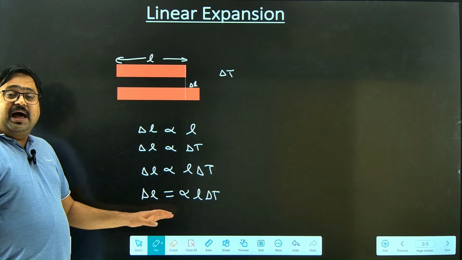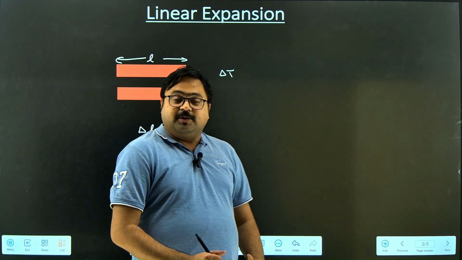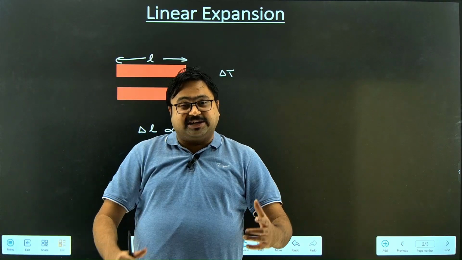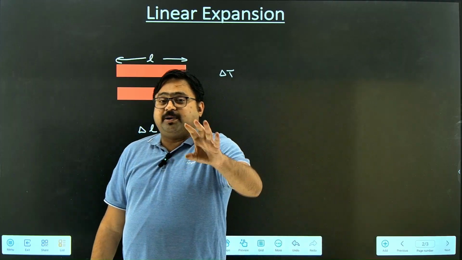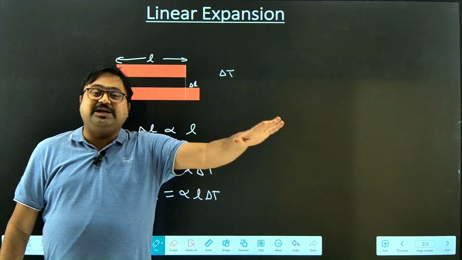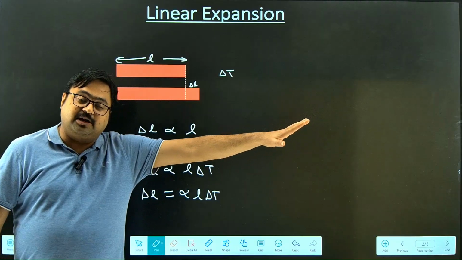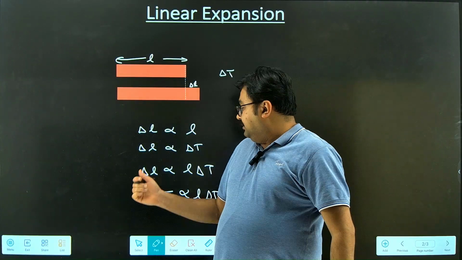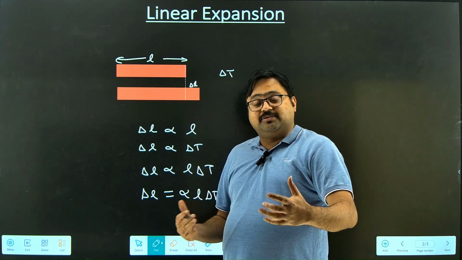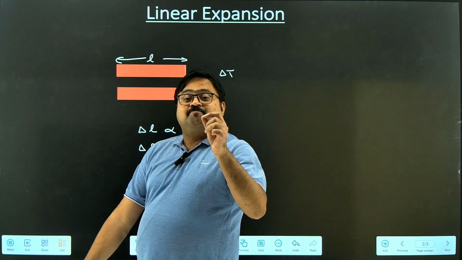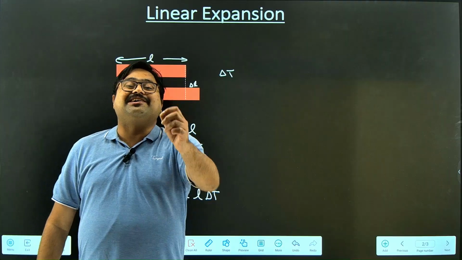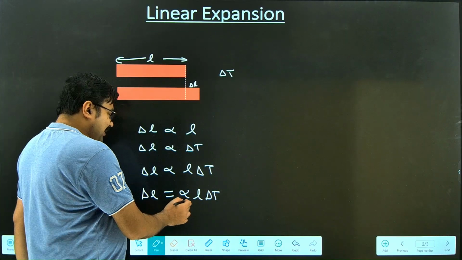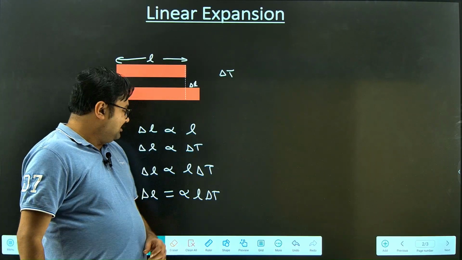What is alpha? Alpha is a constant that we have put out there, and it's a constant for a material. For copper, there is an alpha. For aluminium, there is another alpha. So different materials will have different values of alpha. And what do you call alpha? It's called the thermal coefficient of linear expansion. That's what alpha is called. The thermal coefficient of linear expansion.